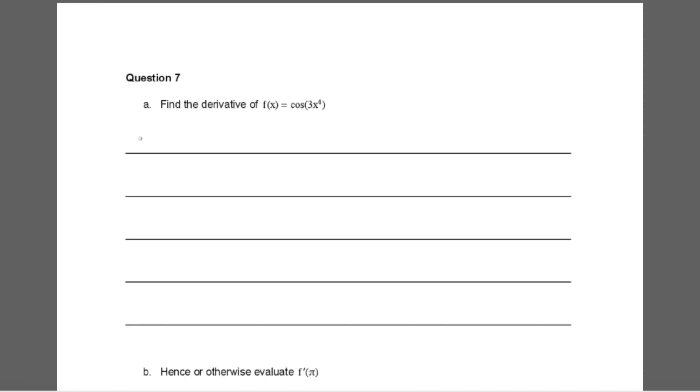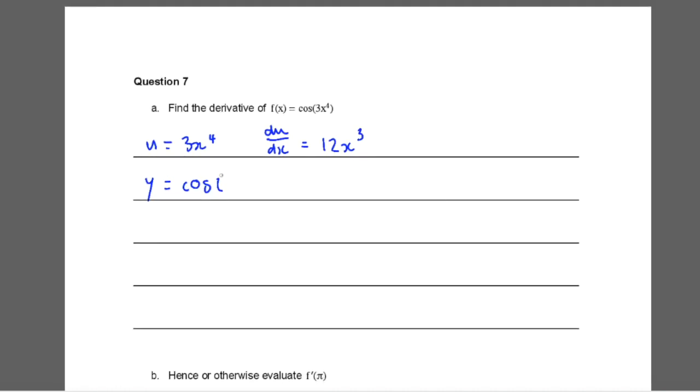Next part, find the derivative of this. Well, it looks like chain rule to me, so we're going to say u equals 3x to the power of 4. du dx equals 12x cubed. y equals cos of u. And dy du equals, derivative of cos is negative sine, so negative sine of u.